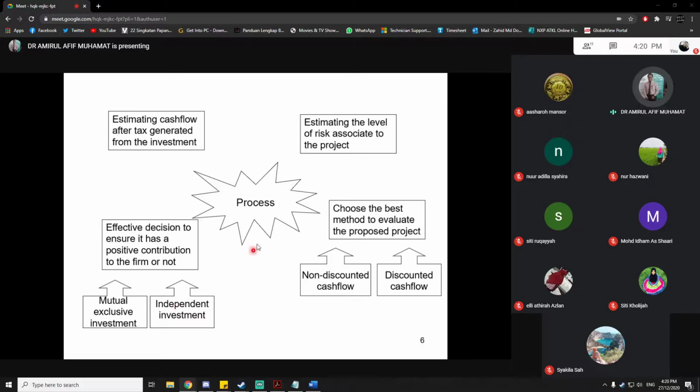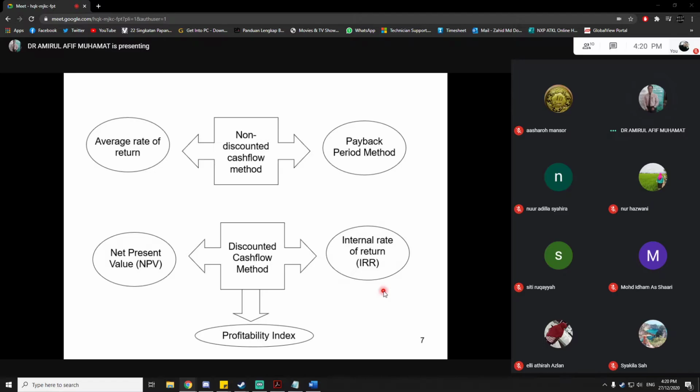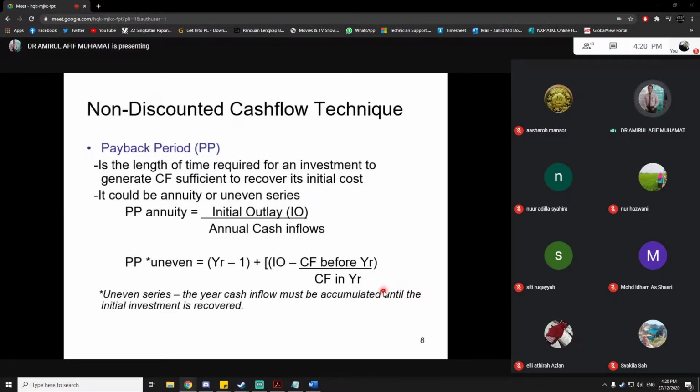And for capital budgeting, you will have two categories of techniques. One is non-discounted cash flow, which does not consider the time value of money. Whereas the other one, discounted cash flow, considers the time value of money. Okay, the first one is payback period.